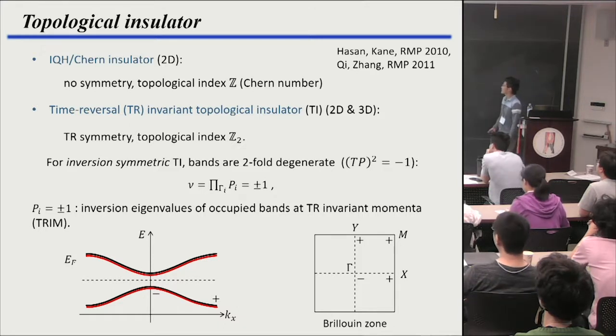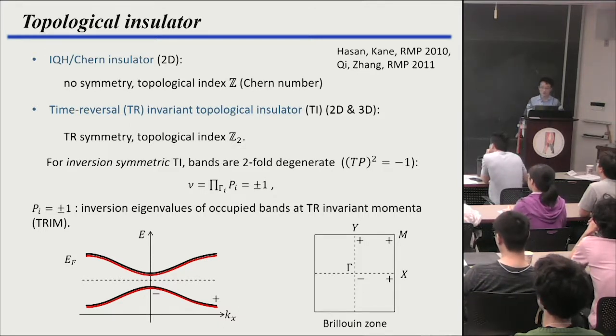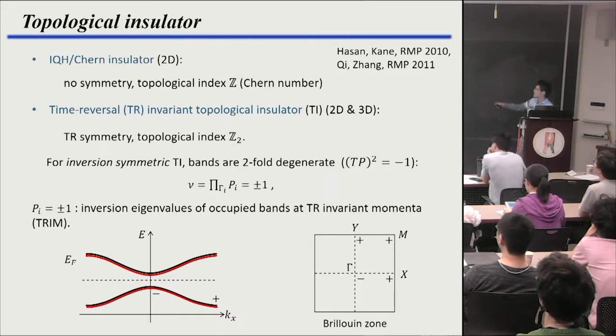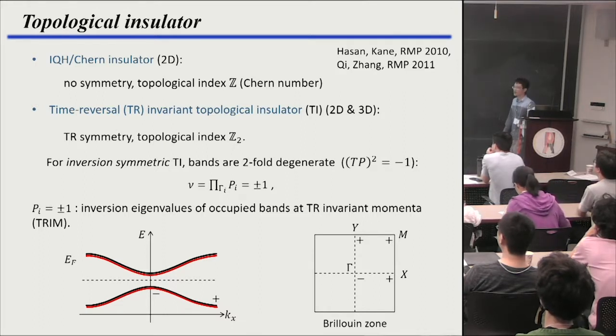well-known concept of topological insulator, which Professor Fu also discussed a lot. So I will just quickly go through. For the Chern insulator, we already see that the topological index is just the Chern number, which is an integer. For time reversal invariant topological insulator, the index is a Z2 index. So there's only one kind of non-trivial state.